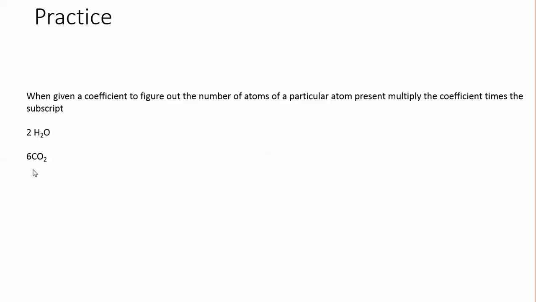Try another one. How many carbon are present total? So I have 2 elements in the compound. Each compound is made up of 1 carbon and 2 oxygen. I have 6 of these present though, so I have 6 times 1 gives me 6 carbon. 6 times 2 gives me 12 oxygen. Now try again.